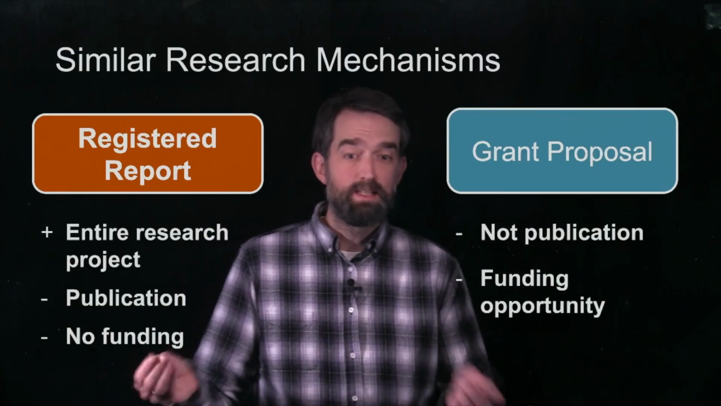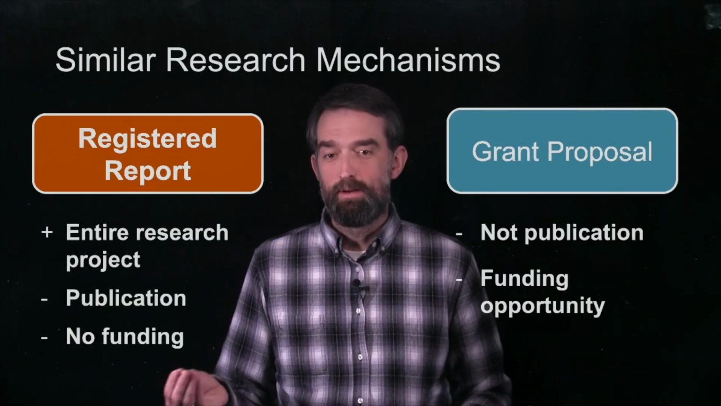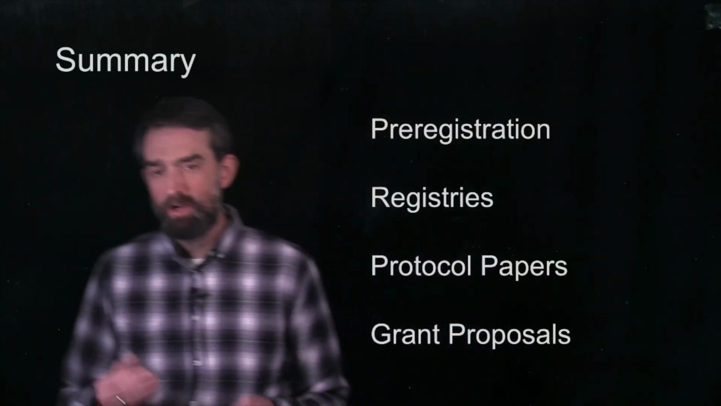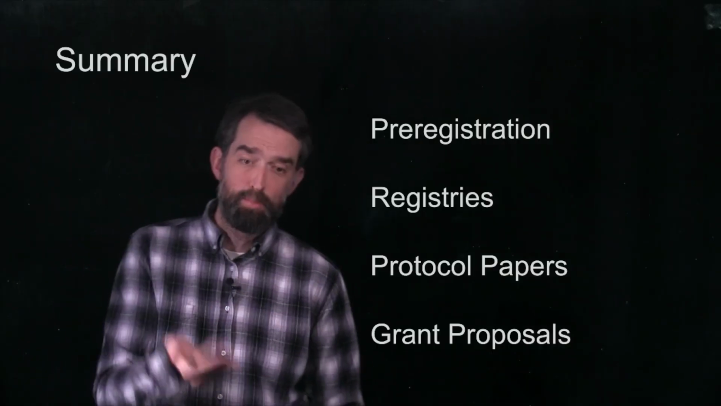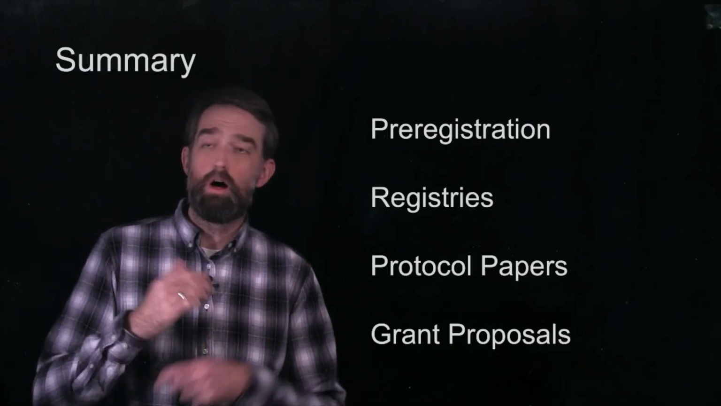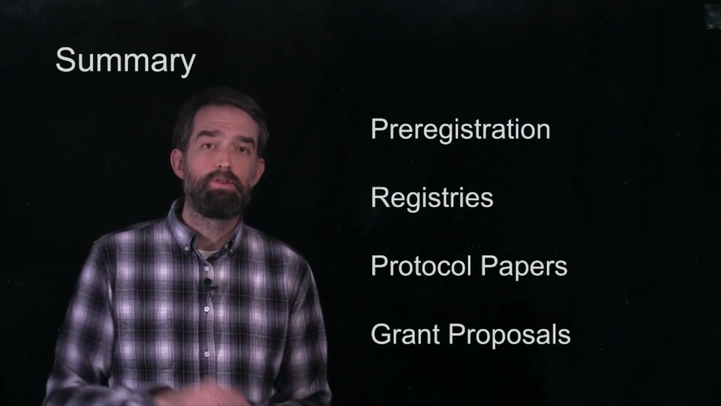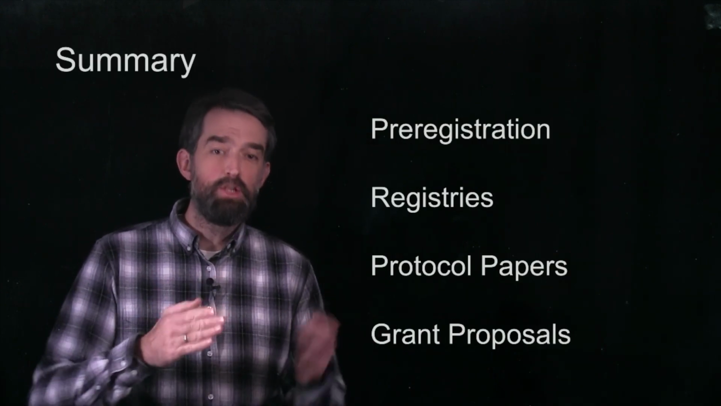And so we can see how the connections between these two would be very helpful if you had a way of getting funding and a guaranteed publication. That's what we can kind of work towards. Now, in this summary of this video, we talked about pre-registrations, registries, protocol papers and grant proposals, all these very different ways that people are conducting research in our current atmosphere, and how registered reports are similar and different to each one of these.